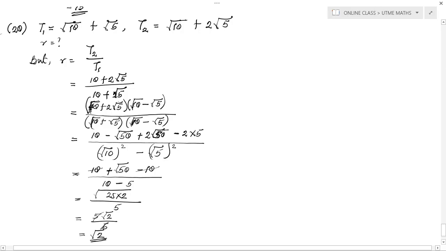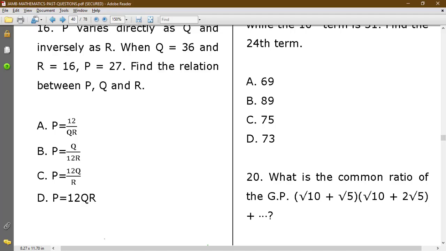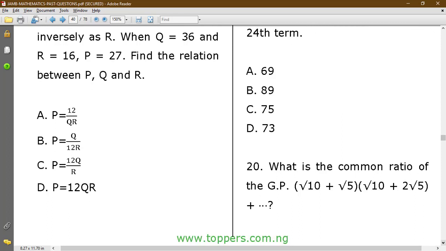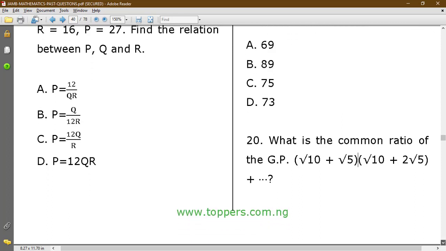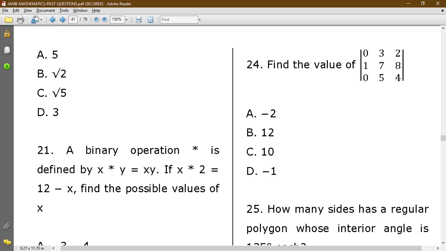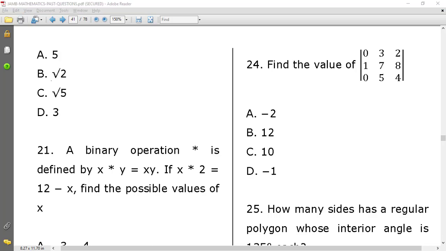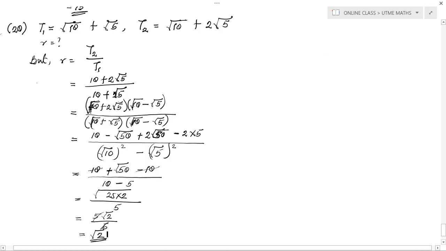Let's see the answer in the options. I think we've gotten to the end of this page. Go to the next page and see where the answer is. So the answer is root 2. That's B in this case. So the answer is B. So that's the end of the solution for now.